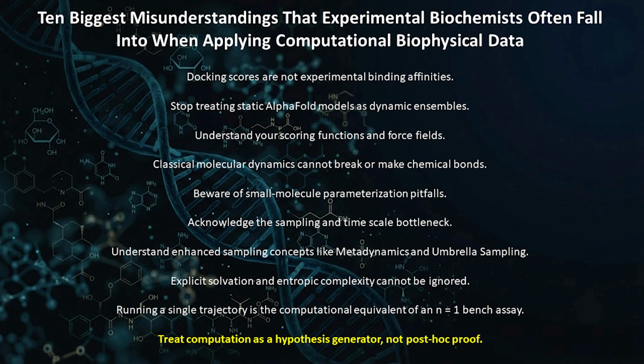And so finally we arrive at tip number 10. Treat computation as a hypothesis generator, not post-hoc proof. This can be seen as a cultural shift in how we handle biochemistry. Too often, computational modeling is treated like dynamic clip art, something pasted into section 4 of a manuscript to give a paper a modern high-tech gloss after all the wet lab work is already finished.